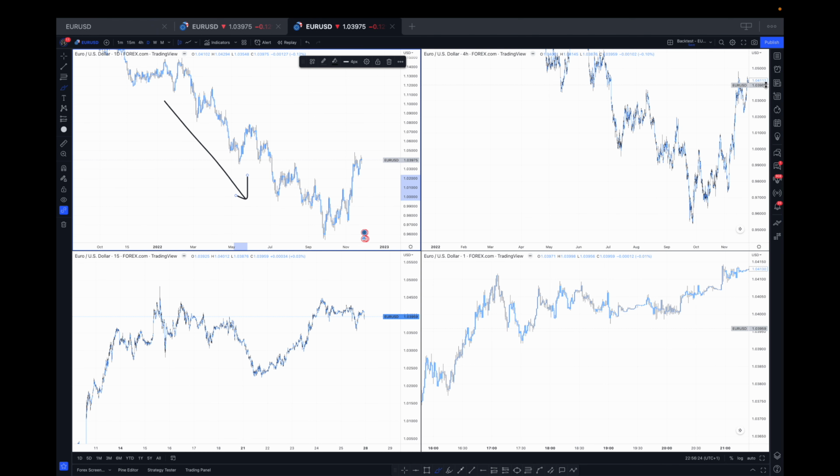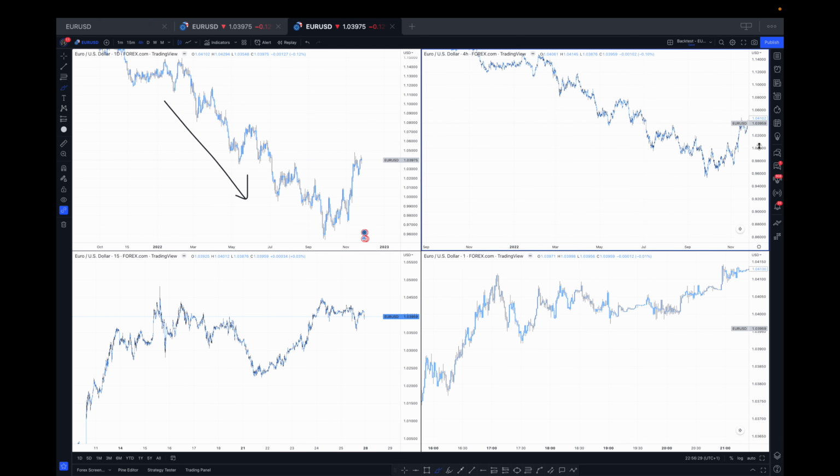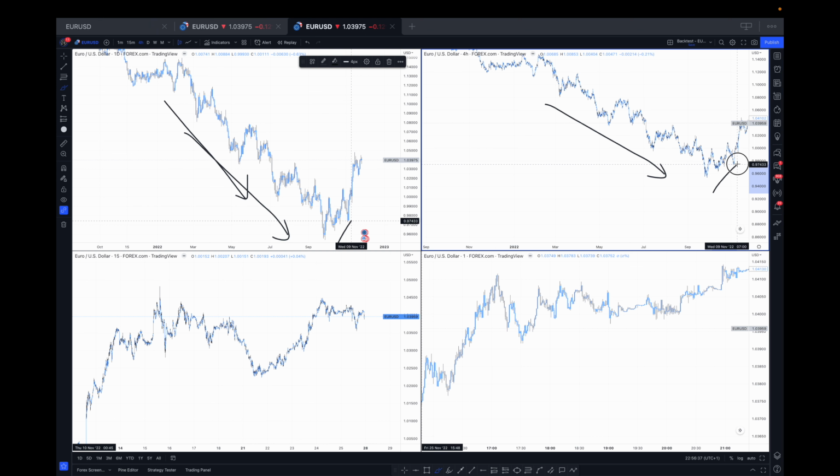When you look at the 4-hour chart here, if we zoom out, you can also see that the 4-hour chart has of course been trending downwards from what you can see here, right? Of course, there seems to be a change here, which we're going to see shortly.